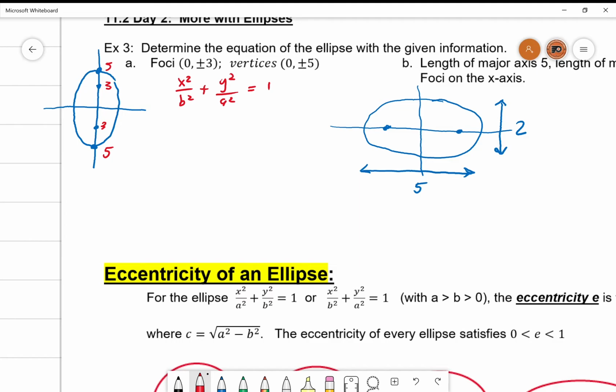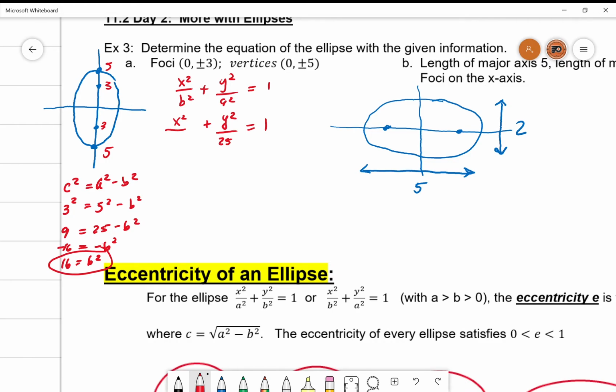Well, right now we definitely have the larger value a, the vertical distance is 5. So 5 squared is equal to 25. Halfway there. To get our b value, we're going to have to do a little bit more work. We do know the c value. So c squared equals a squared minus b squared. C is equal to 3, and we already said a is 5. So let's see, 9 is equal to 25 minus b squared. Negative b squared equals negative 16. 16 equals b squared. There's our missing number.